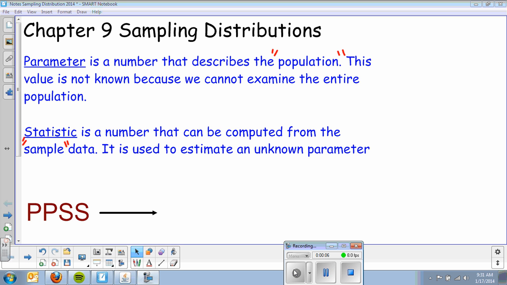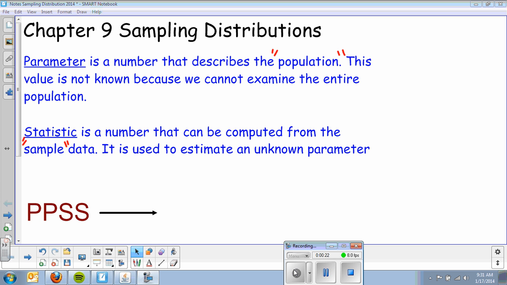This is Chapter 9, and we'll be dealing with sampling distributions. We start off with a few vocabulary terms, parameter and statistic. Now, you've dealt with these, you just didn't really know what they were called or what the difference was, so in this chapter we start to talk about the differences between the two.